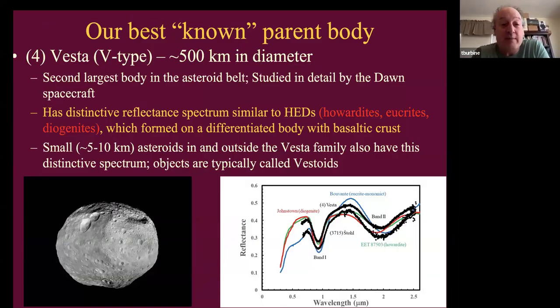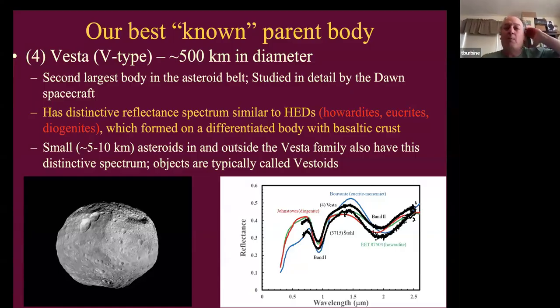It's about 500 kilometers in diameter, the second largest body in the asteroid belt, studied in detail by the Dawn spacecraft run by Chris Russell, and has a distinctive spectrum. If you look at the spectrum, wavelength versus reflectance, it has the same absorption bands of low calcium pyroxene, similar to the HEDs, howardites, eucrites, diogenites. You see the same bands.